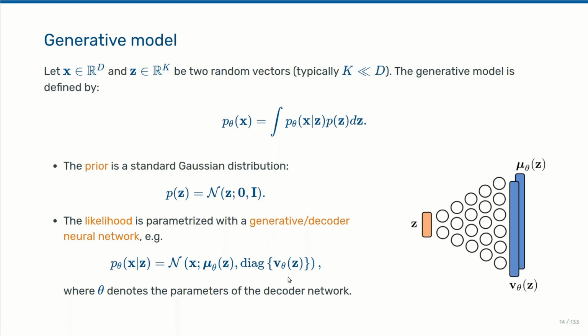So this decoder, as you can see on the right, inputs the latent code z and outputs mu and v, which are the mean and the variance of the distribution of x. And in order to compute this, it's using a neural network that is parametrized by theta.